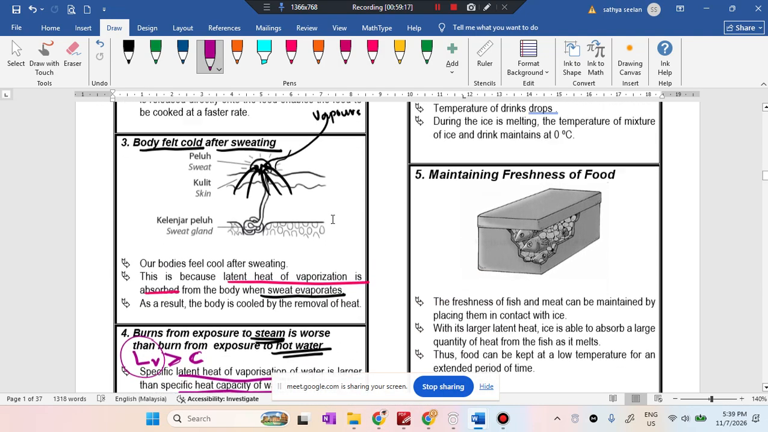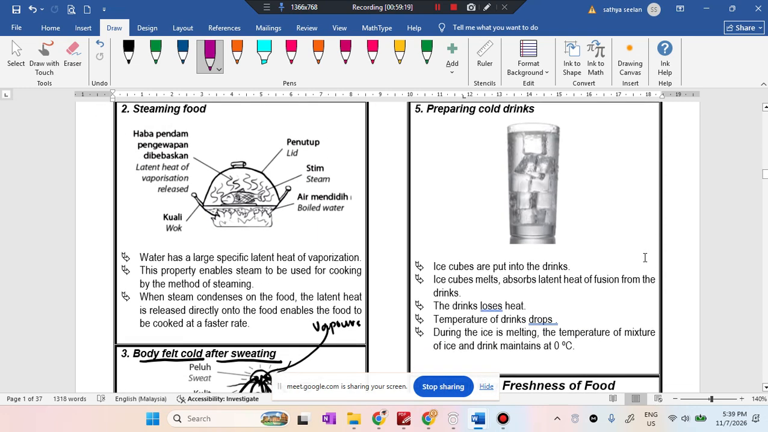Okay? And how about this one? Preparing a cold drink. Ice cubes are put into the drink. When ice cube melt, absorb latent heat of fusion from the drink. Kenapa ice tu jadi sejuk, air tu jadi sejuk? You boleh explain in terms of thermal equilibrium. And kalau dia minta, tengok soalan lah, kalau dia minta dalam in terms of thermal equilibrium, guna the thermal equilibrium punya formula. Kalau dia suruh gunakan kamu latent heat of fusion, you kena beritahu masa dia melt, apa dia akan buat?